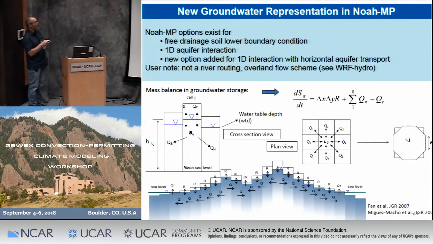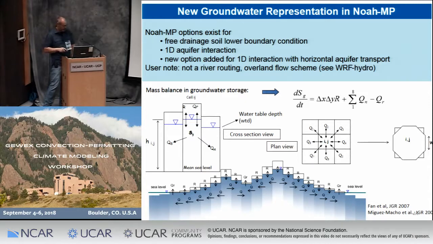Like I said before, the NOAA-MP default uses a free drainage lower boundary condition. And here we have a new option that's a 1D interaction between the soil and the aquifer below, but also has horizontal aquifer transport, at least at the water table depth, to transfer water. I won't go over all of this in detail, but this is the mass balance for the aquifer: the change in aquifer storage with time is due to three factors. One is the communication between the aquifer and the soil above. The other is the lateral flow between neighboring cells, and then there's a river connectivity term that sends some of the water, where the aquifer is up to the surface, into the river system.